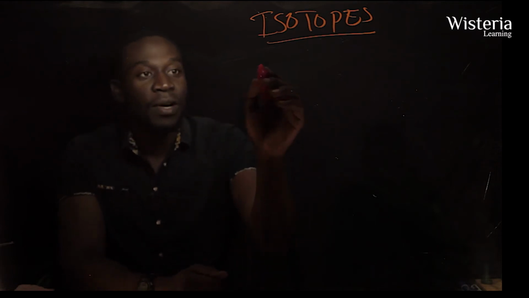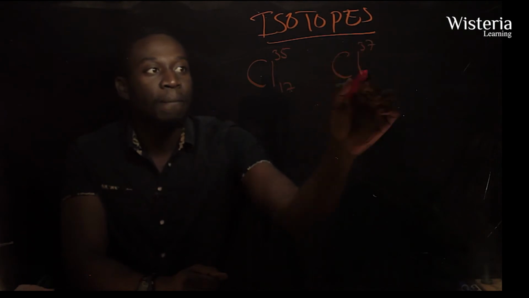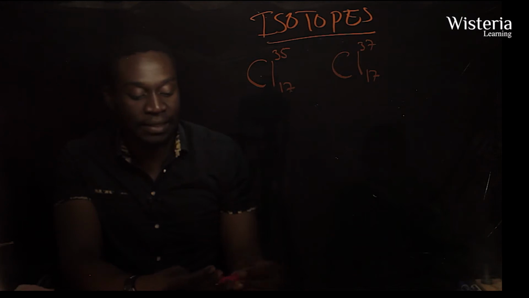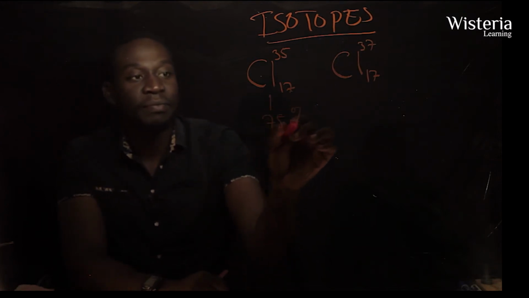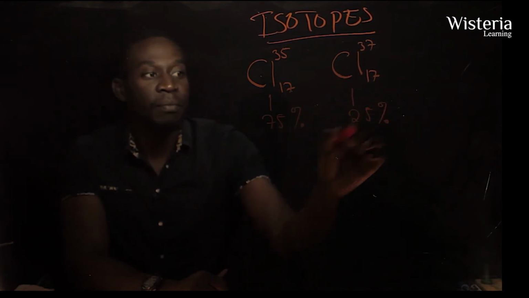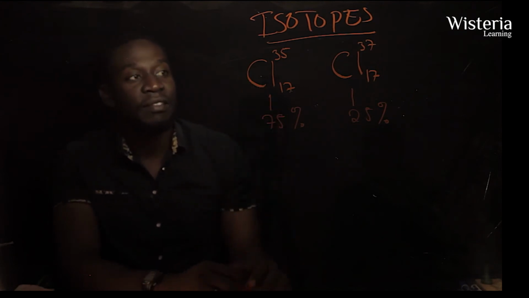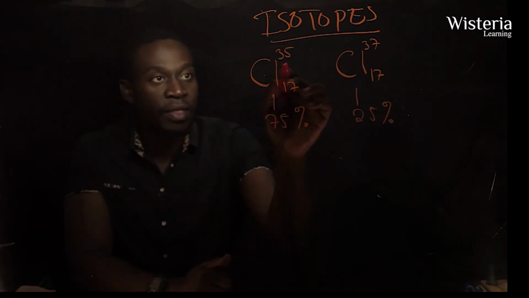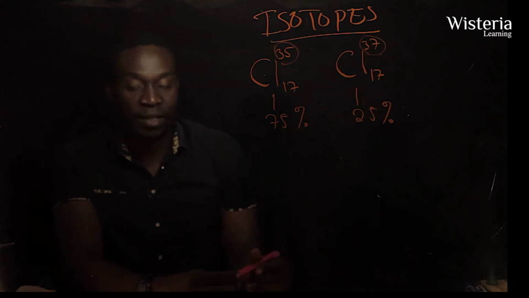Okay. So we have seen examples of isotopes, like chlorine 35 and chlorine 37. Now these two isotopes in nature have what we call percentage abundances. For chlorine 35, we have about 75%, while chlorine 37 we have got 25%. So in nature, we're going to find 75% of chlorine 35, while we're going to find 25% of chlorine 37. So these masses are the masses that we expect to find on the periodic table.